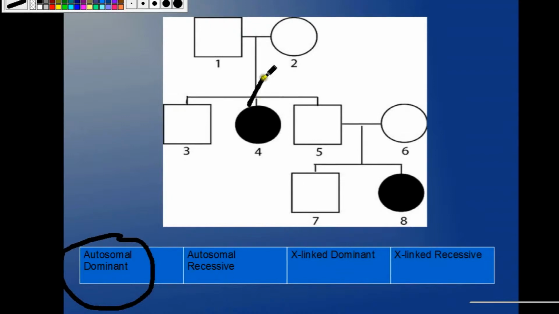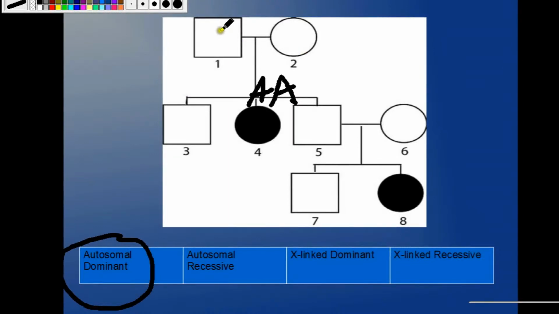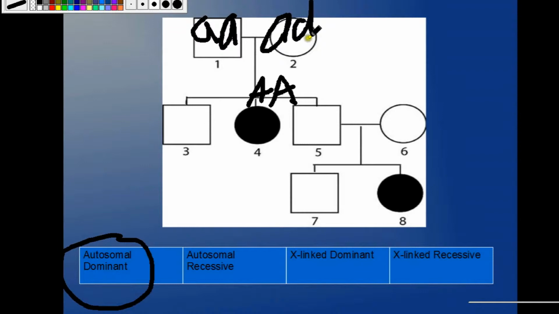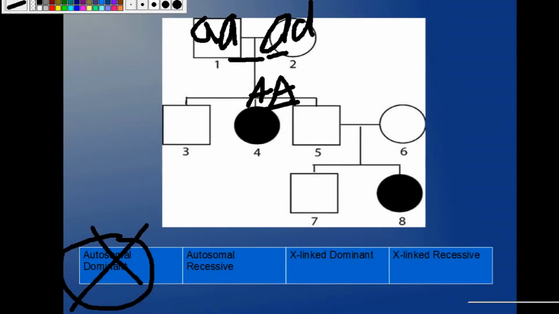For autosomal dominant, we have to assume that the disease's genotype is going to be a dominant genotype. So let's say it's big A, big A. So obviously the parents have to be recessive because they're not given the disease. But we already can tell that that's not going to work because the dominant allele can't be passed on from either of these parents. So we already can say that autosomal dominant isn't the answer.